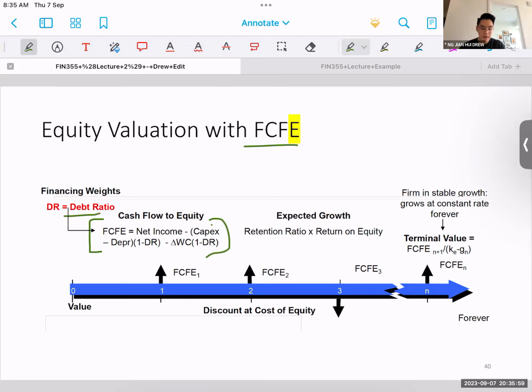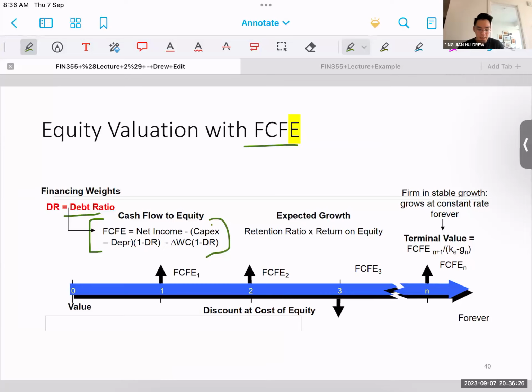And you notice that in the FCFE, now what do we have to do? We have to consider the debt component. We have to basically remove the debt component from the free cash flow, right? Because now we only want to consider equities, so the equity holder. So we need to remove it. Previously, you notice we didn't really care too much about the debt component in our cash flows.